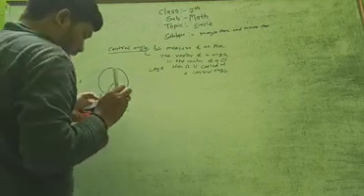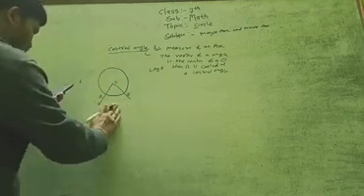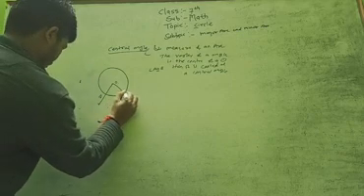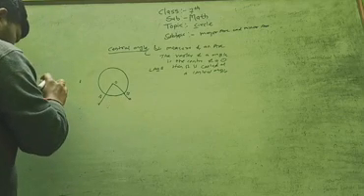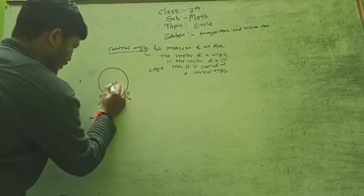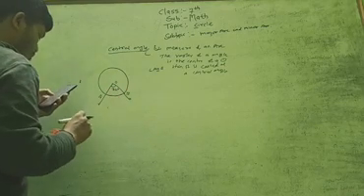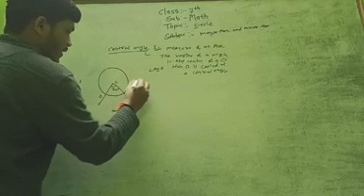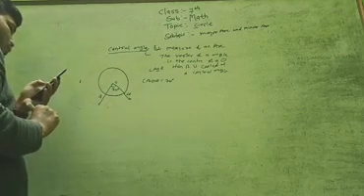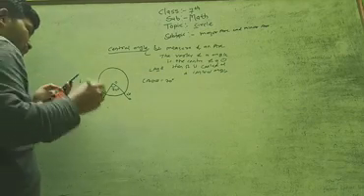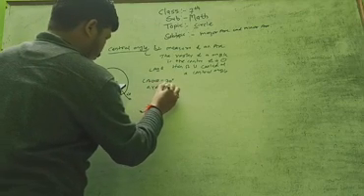Now, how to measure a minor arc? Consider this diagram with points A and B. Consider this is 70 degrees. In this figure, consider a point Q. Angle AOQ is equal to 70 degrees. The measure of the minor arc AYQ is equal to 70 degrees.